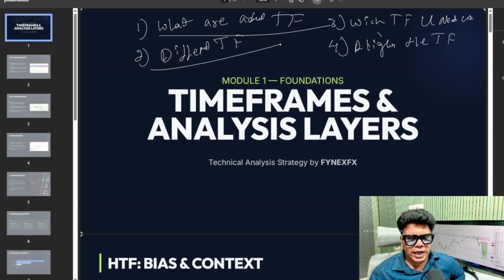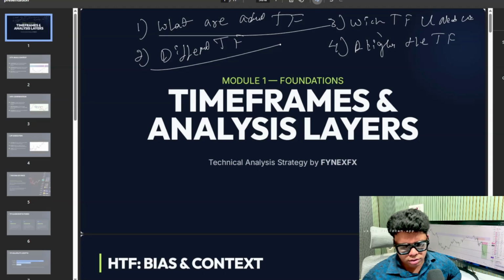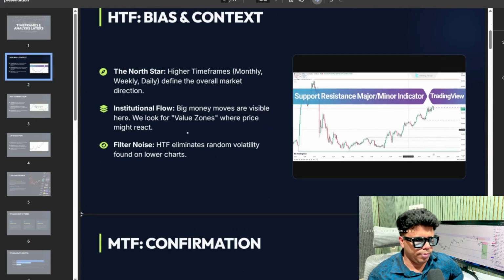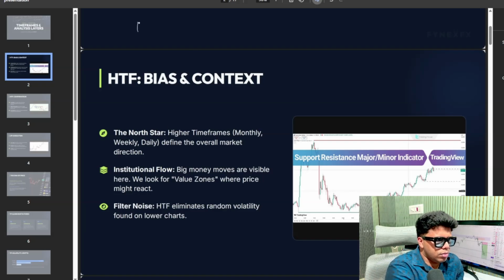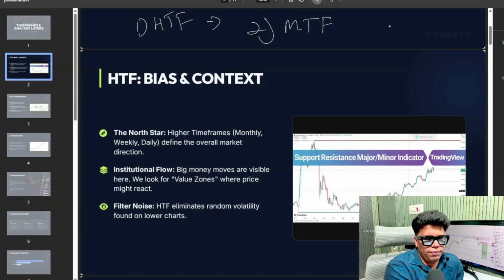We can understand candlesticks in separate classes. The practical classes are going to start from candlesticks: what candlesticks are and how they are formed. Anyway, right now we're going to understand the different types of time frames. There are 3 types: the higher time frame, the medium time frame, and the lower time frame. The first one is HTF, higher time frame. The second one is MTF, medium time frame.